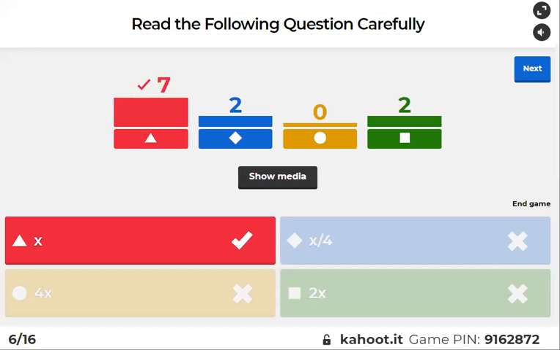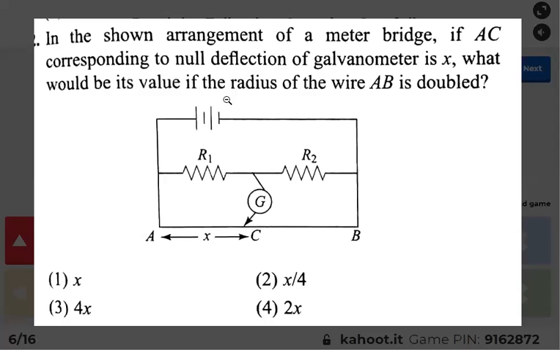Tell me guys, if you remember the concept of meter bridge, right? It was like a Wheatstone bridge. Suppose this is R4 and this is R5. So it is just like a Wheatstone bridge. I had R1 by R4 is equal to R2 by R5, which is basically R1 by R2 is equal to R4 by R5.